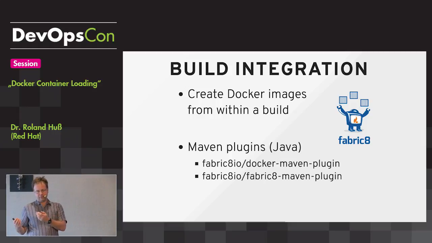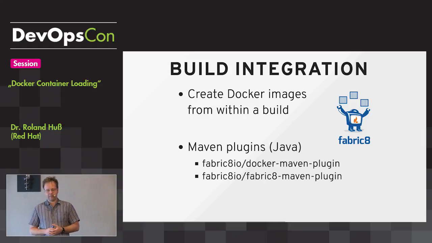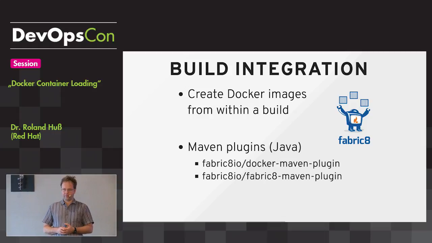Therefore, it would be good to have some good build integration, which means that you simply call Docker from your build steps. Of course, from any build system, you can call out to external processes and call the Docker CLI. But there are better ways to integrate this into your build. Here's an example for Java builds. And in the Java world, Maven is at the moment still the dominant build system.